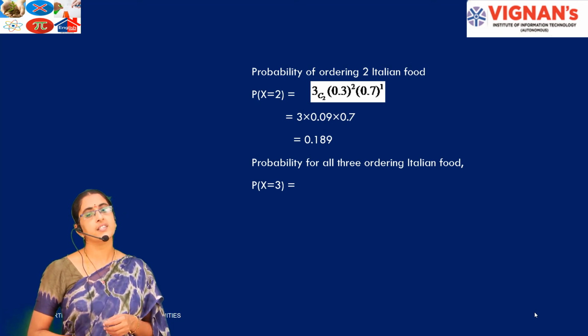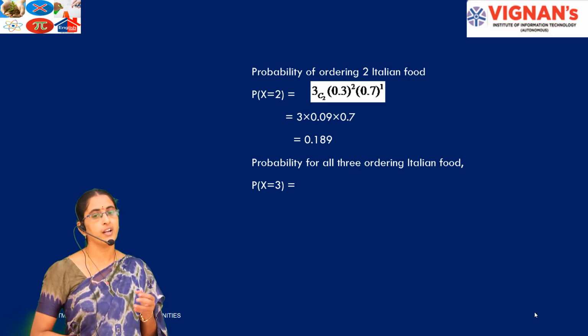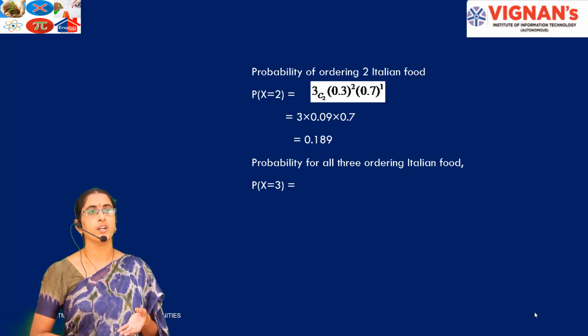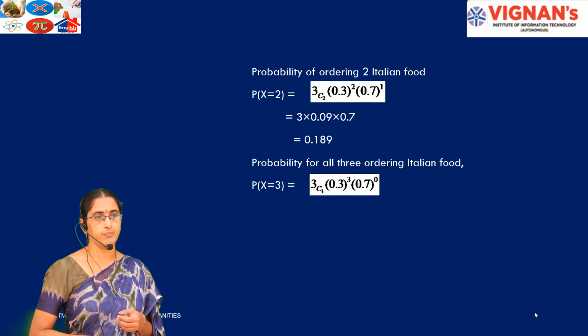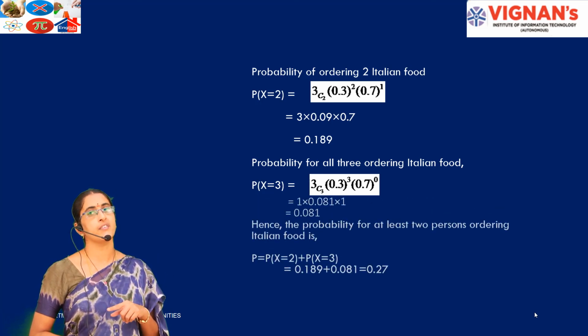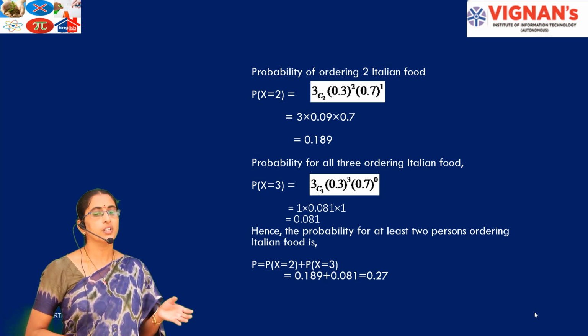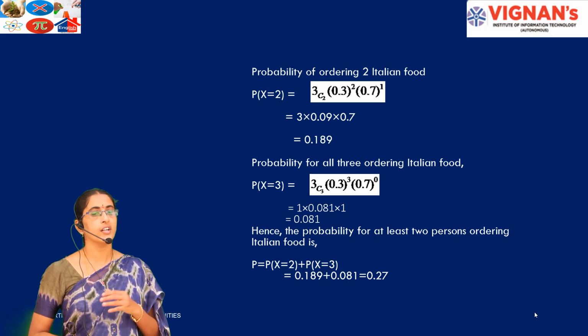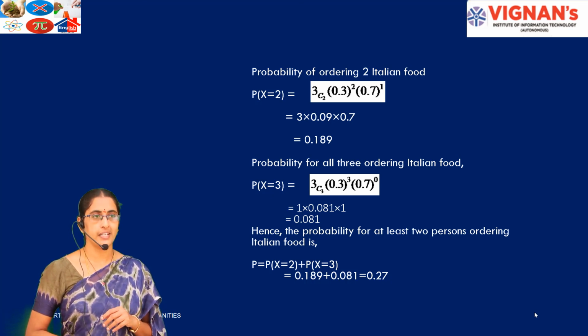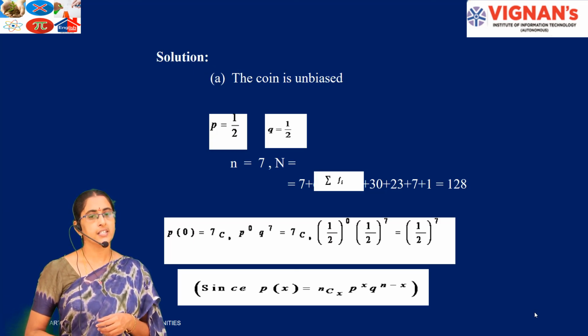So probability of x equal to 2, if you substitute in the probability mass function, is 3c2, 0.3 power 2 and 0.7 power 3 minus 2, which is 0.7 power 1. It is 0.189. And for probability of x equal to 3, it is 3c3, 0.3 power 3 and 0.7 power 3 minus 3, which is 0.7 power 0, equal to 1. The value is 0.081, right? So the total probability that at least 2 persons order Italian food is 0.27 here. Like this we can calculate the mean, variance and the probabilities of the binomial distribution. Some more problems are there, and we will discuss them in the next class.